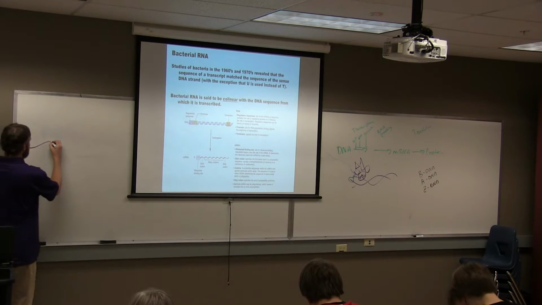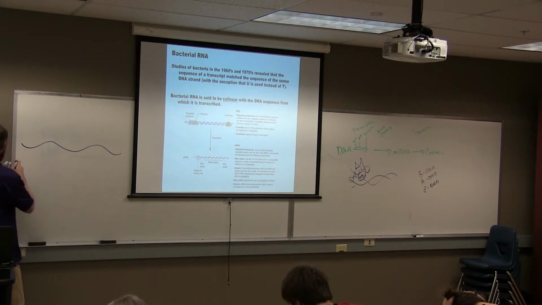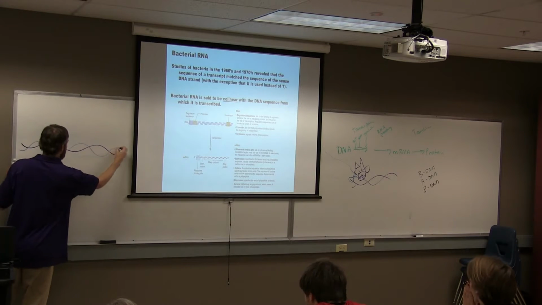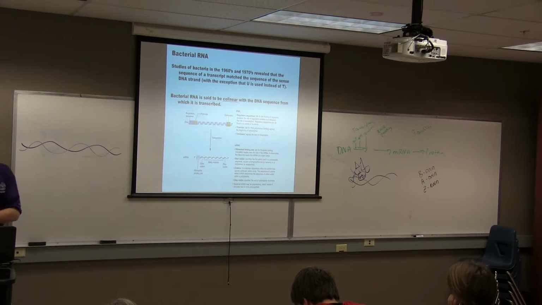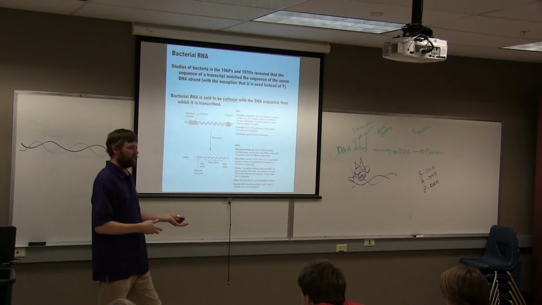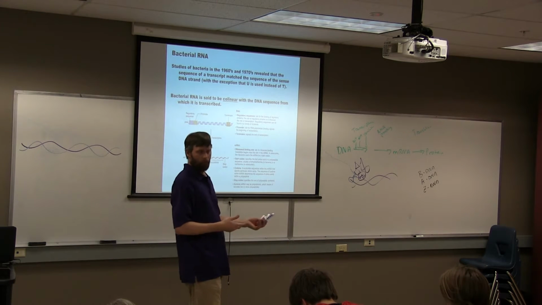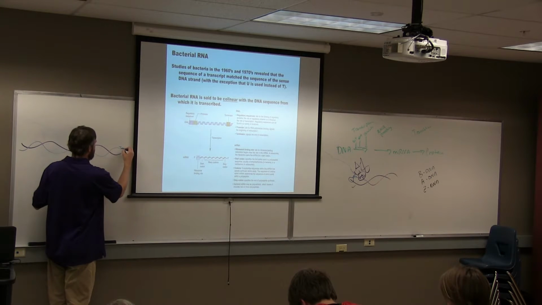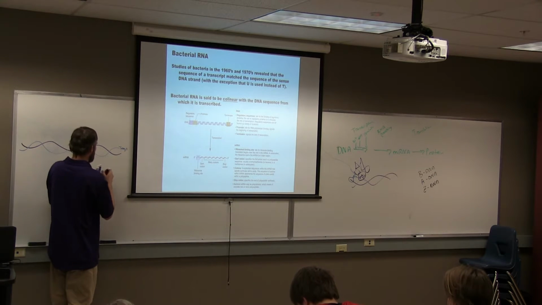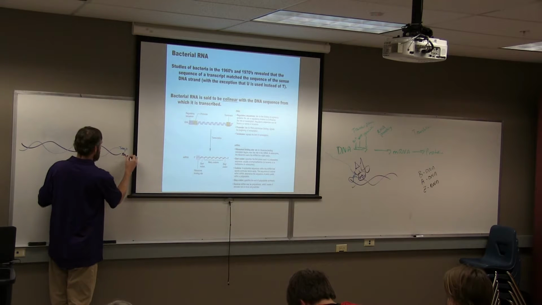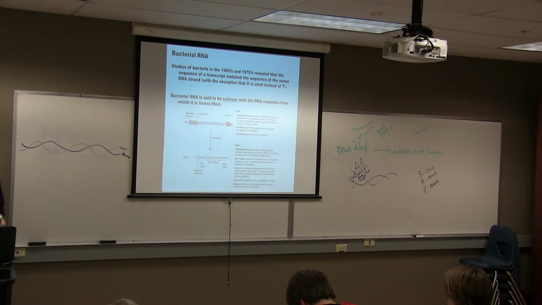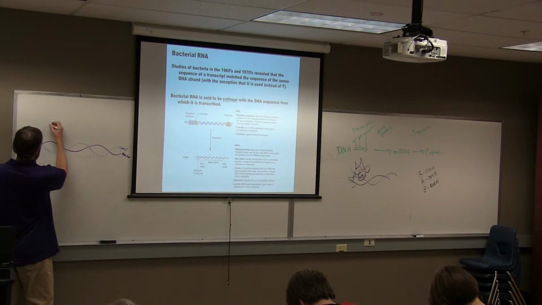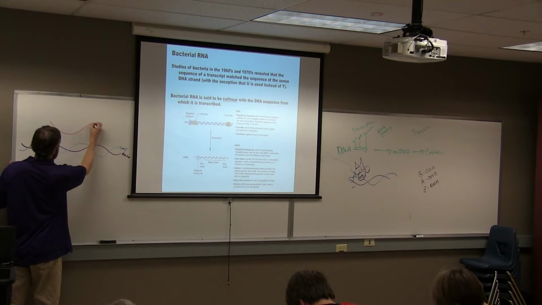If I have my DNA, like this, I'm going to do it in two different colors here. One of these is the template strand, and one of these is the sense strand, right? So we'll say this is the template strand, and this is the sense strand. It's called sense because it's the same sequence as the RNA that gets made. So let's make an RNA off of this, and that's my RNA.